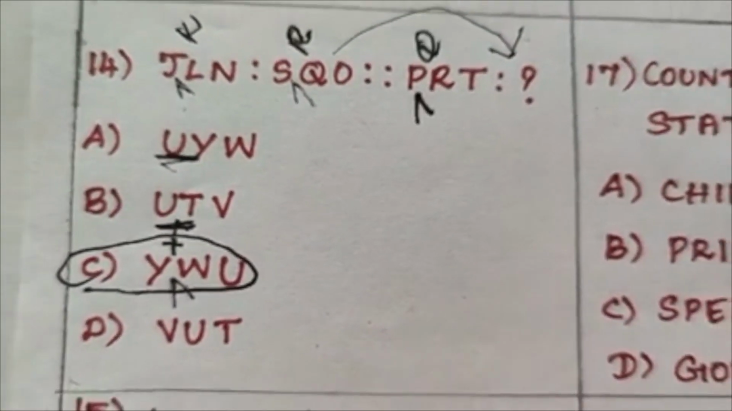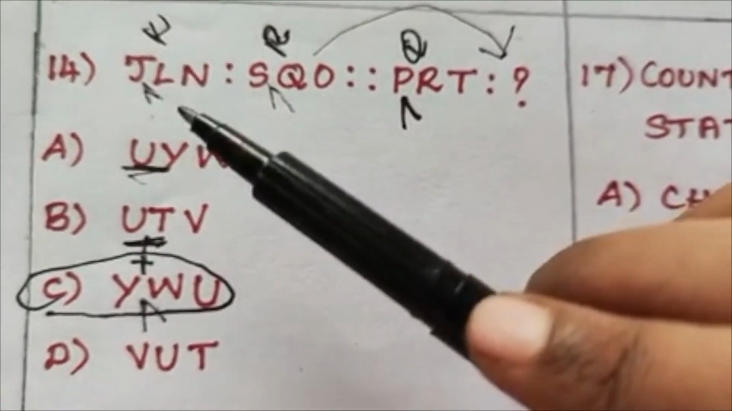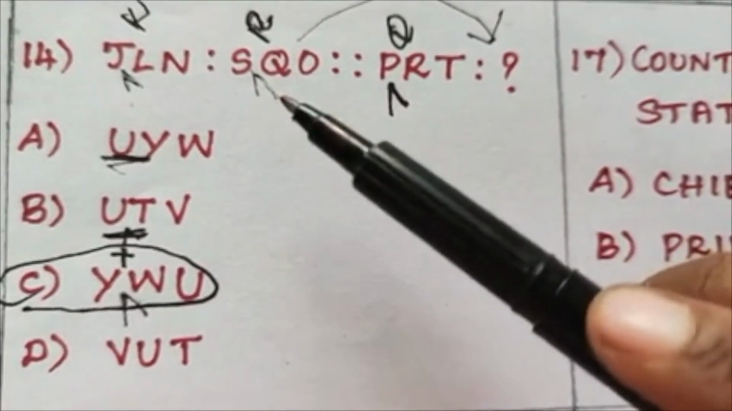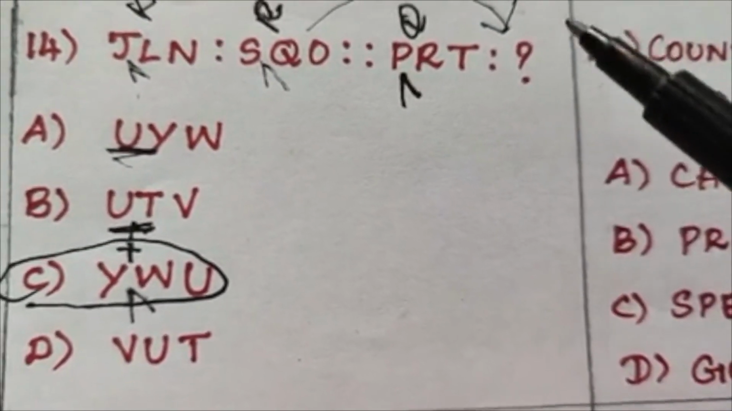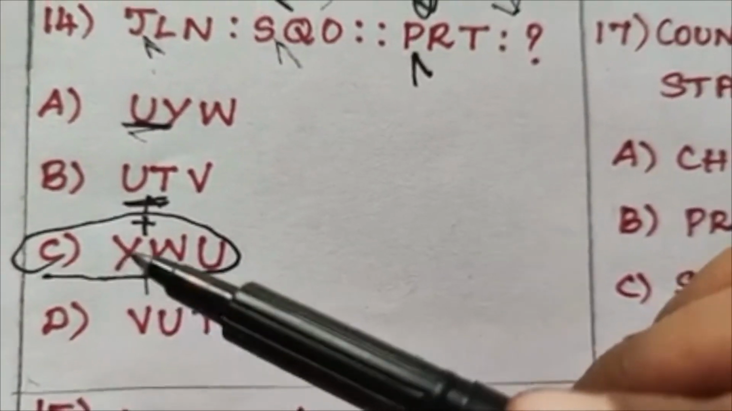So the question is, JLN is related to SQO. In the same way, PRT is related to what? So the right answer is YWU.